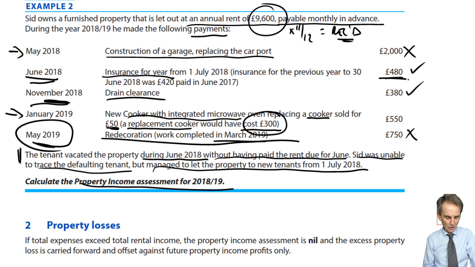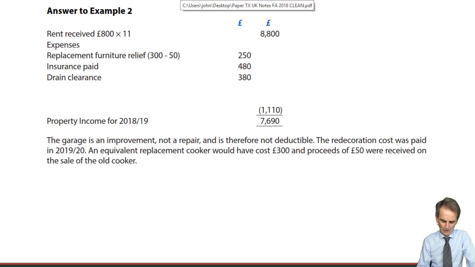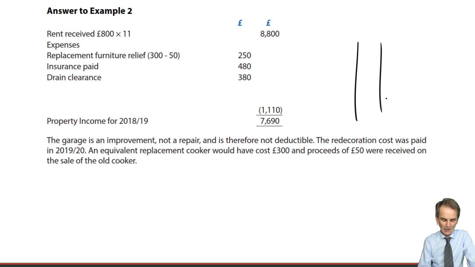But what do we reduce it by? Any amount received on the old item, the old cooker. So we've got 300 minus 50, that'll be £250. So you put those expenses paid together, deduct them from the property income received, and all being well, you came out with an answer that looked something like that one. In fact, exactly like that one, I would have hoped. So again, hopefully all okay with that.